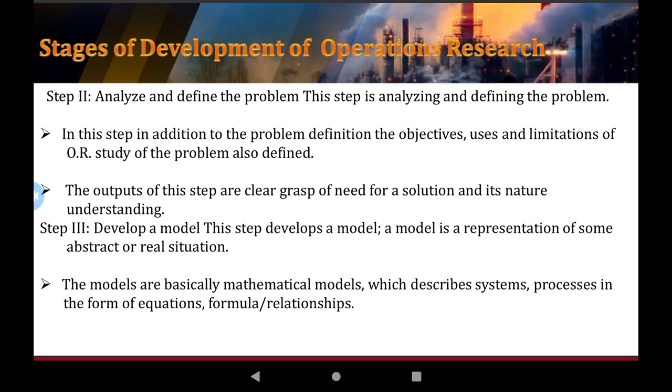Model is the representation, okay. Model को उस problems को model के form में represent करना, okay. Some abstract for real situations, okay. उस रियल सिचुएशन को abstract बनाना, यानी कि उसको विस्तार में. The models are basically mathematical models, okay.